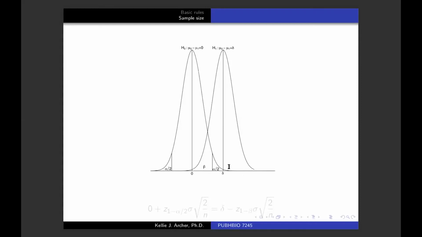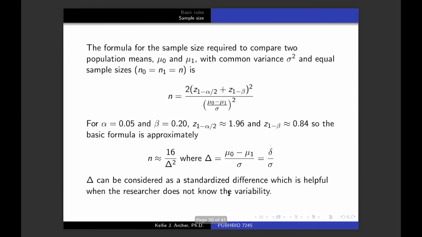The critical value is defined by the boundary between the rejection region and the non-rejection region. This value must be the same under both the null and alternative hypotheses, so that leads us to this fundamental equation. Substituting in mu sub 0 minus mu sub 1 for delta and solving for n, yields the following formula for the sample size required for comparing two population means with a common variance sigma squared and equal sample sizes for the two groups.